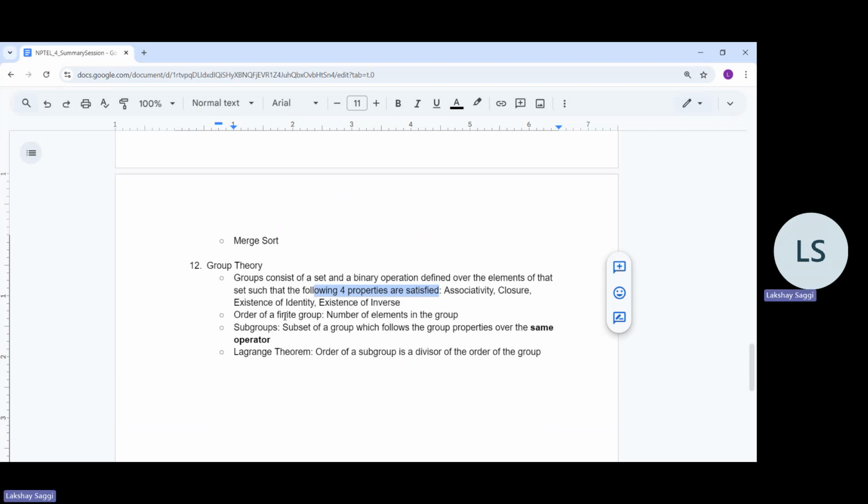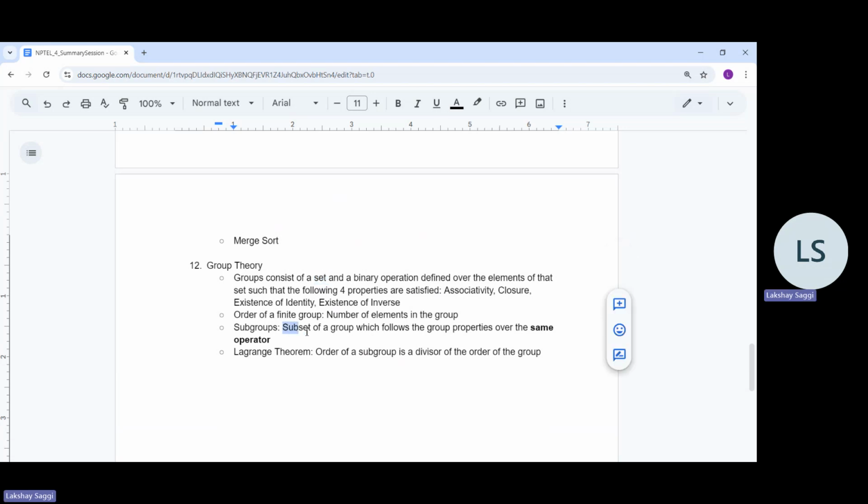And what's the order of a finite group? First of all, I should define what a finite group is. A finite group is a group in which the number of elements is bounded. The set of the group should not be infinite. If this is the case, then that is what we call a finite group. The order of a finite group is just the number of elements in this set.